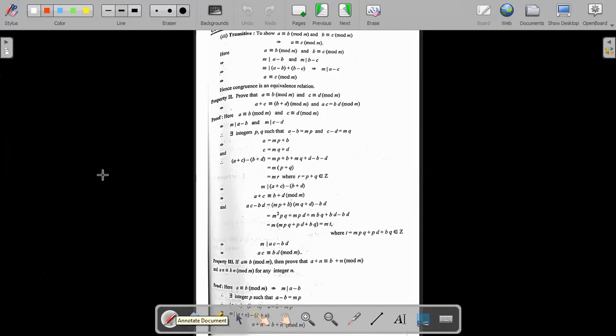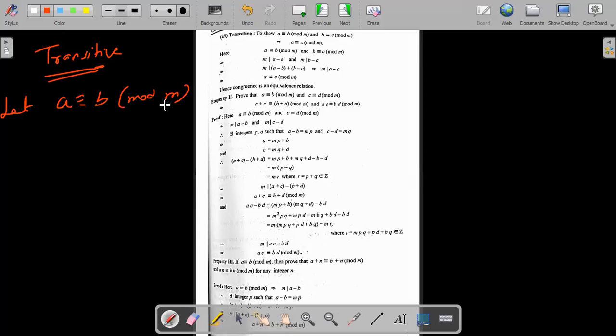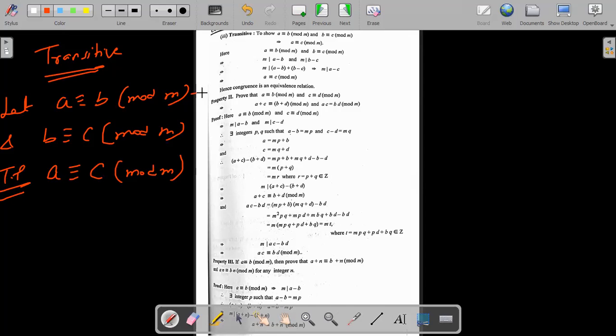So last part is transitivity. So let A is congruent to B mod M and B is congruent to C mod M. So what we have to prove? A is congruent to C mod M. So proof is very, very easy. You see, this is 1, this is 2. So you see from 1, by definition, मैं always कहती हूँ number 3 में definition लगाओ, आपको proof अपने आप दिखेगा.